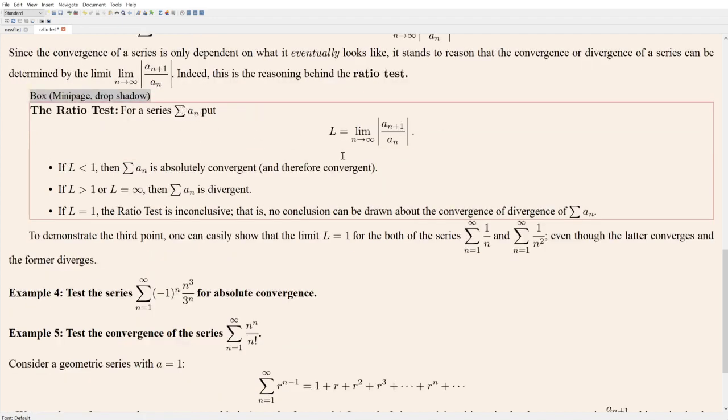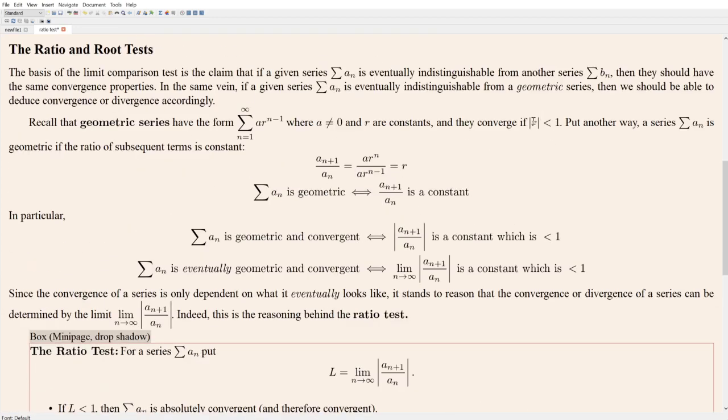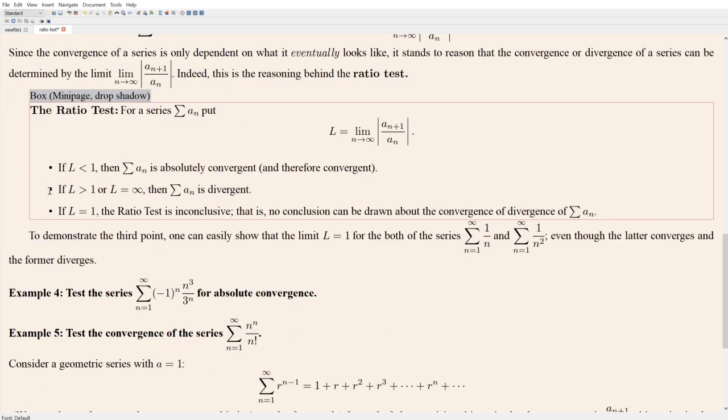So given a series, let L be this limit. So it's the limit of the absolute values of the ratio of subsequent terms. If this limit exists and it is smaller than 1, then that means this guy is eventually a convergent geometric series, and therefore it converges. And more than that, we can actually say that it's absolutely convergent. If this limit ends up being larger than 1, or infinity, well, then it diverges. Because remember, if this absolute value of r is larger than 1, then the geometric series diverges. So it's the same reasoning here.